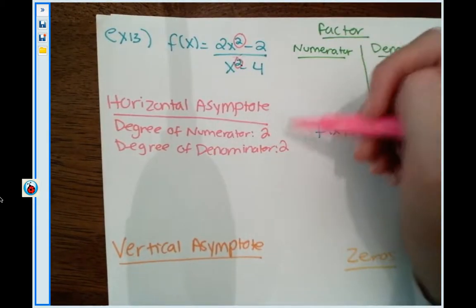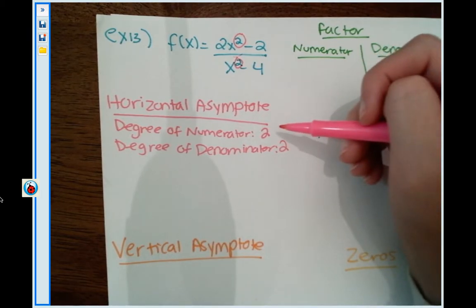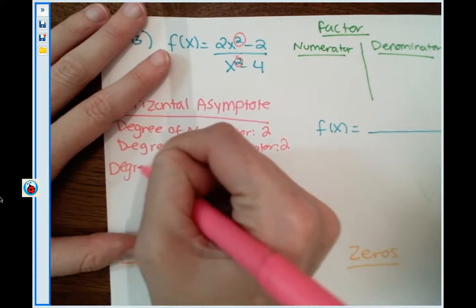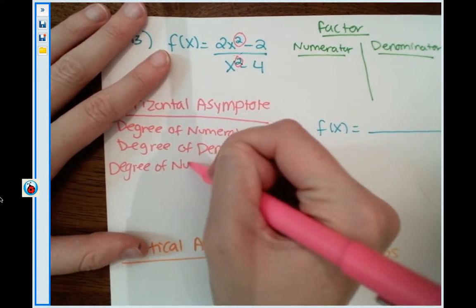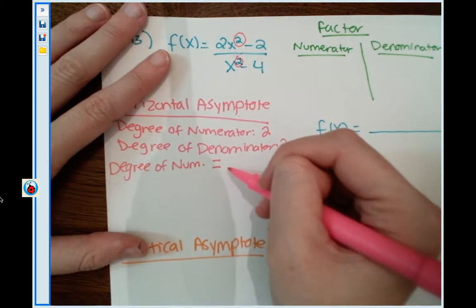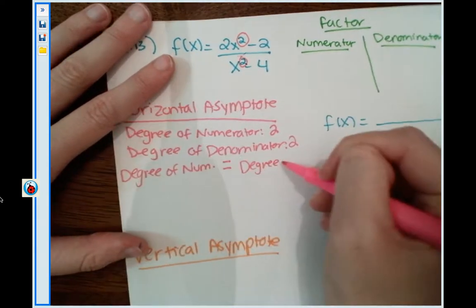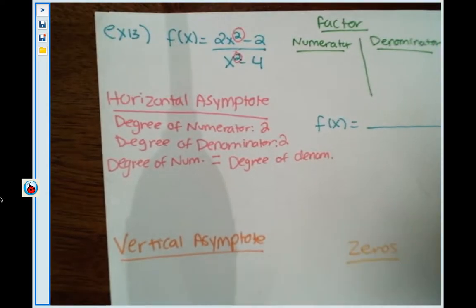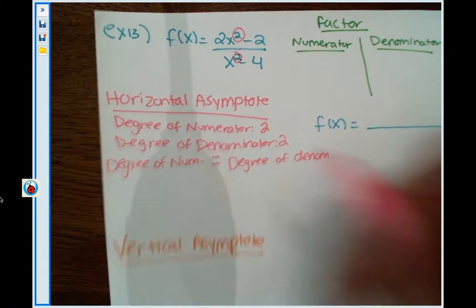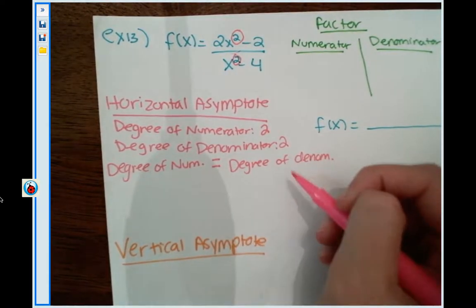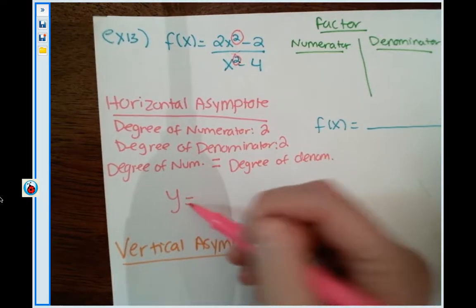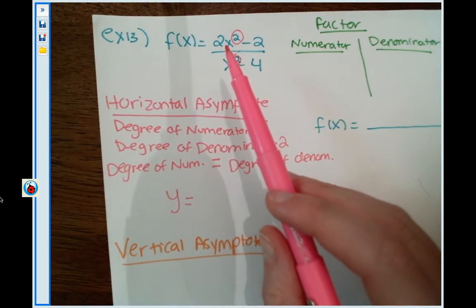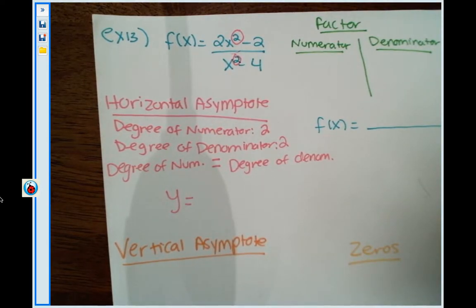Oh man, you guys, this time the degree of the numerator is the same thing as the degree of the denominator. So this time the degree of the numerator equals the degree of the denominator. So, what do we do when that happens? Remember, when the degree of the numerator equals the degree of the denominator, all you do to find the horizontal asymptote is to divide the leading coefficient of the numerator by the leading coefficient of the denominator, and then we will be done.